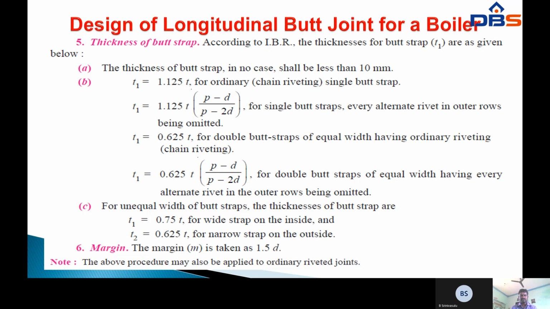Next, for unequal width butt straps, the thicknesses of the butt straps are T1 equal to 0.75 T, T2 equal to 0.625 T. Next, margin. The margin is taken as 1.5 D. Next, the problem.